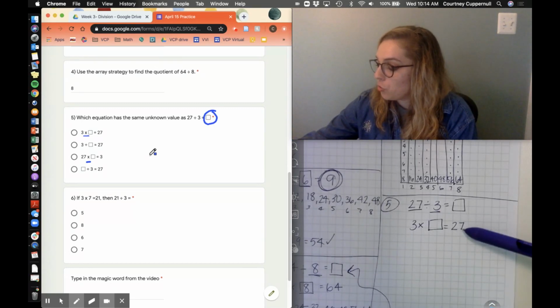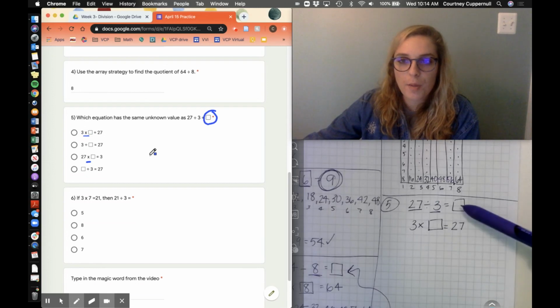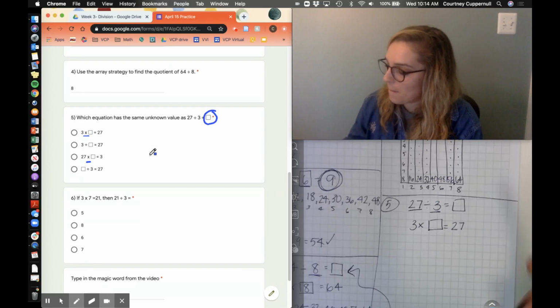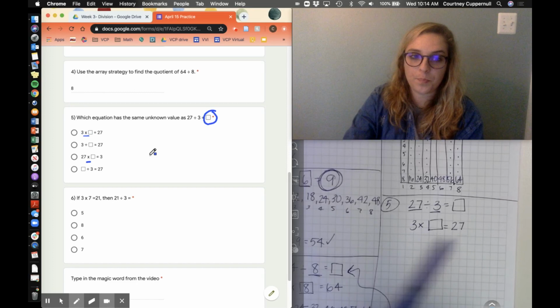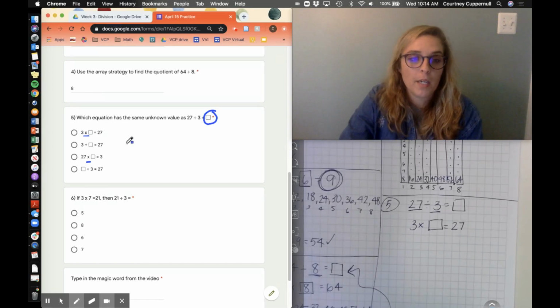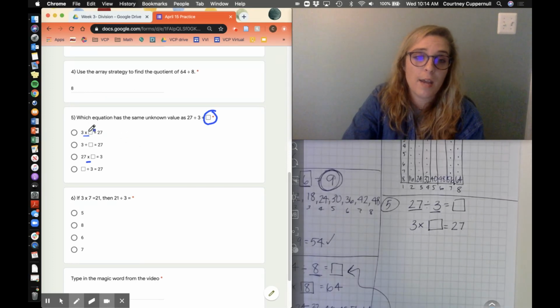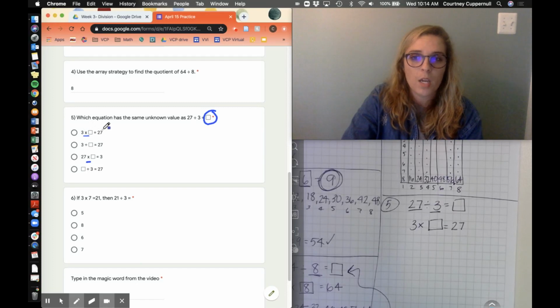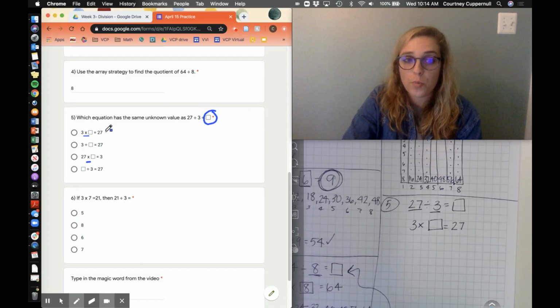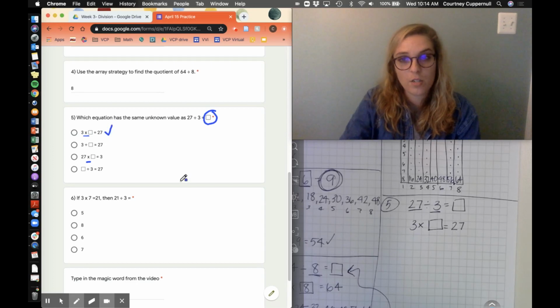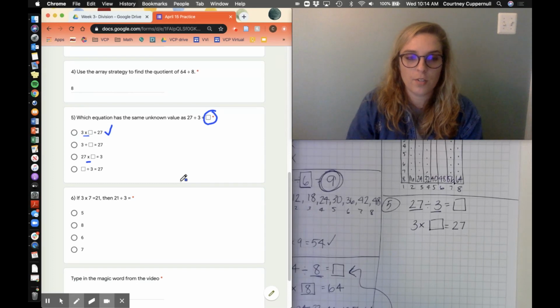I can use this to solve this division equation, but let's just see if there's an answer choice that matches this. So I'm looking at my answer choices. I see 3 times something equals 27. Wait a second. That looks super similar to what I just did over here. So I'm going to go ahead and put a check mark next to this because I'm pretty sure that's my answer, but a good mathematician always checks all of their answers. So let's check these other ones.